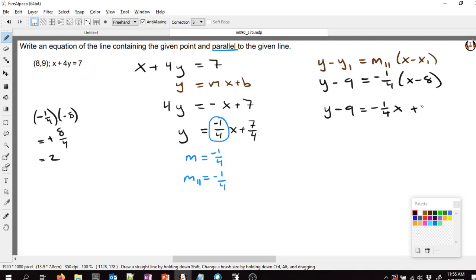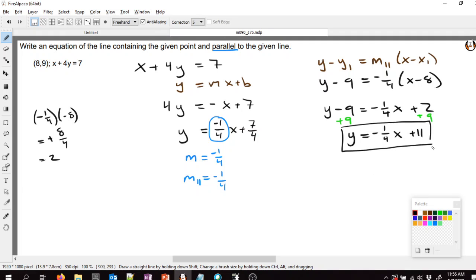This is plus 2. And then we add 9 to both sides to get y is equal to negative 1/4 x plus 11. Because remember, we want to add 9 to cancel that out. So there is our line. Y is equal to negative 1/4 x plus 11. Okay, let's do another one.